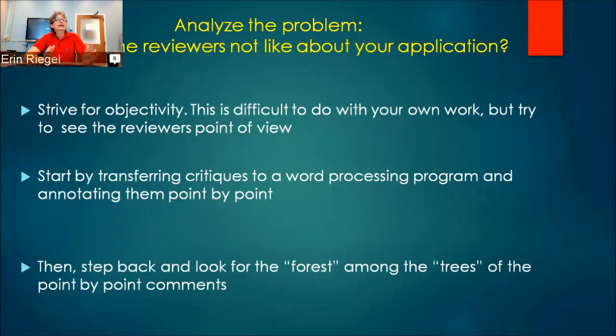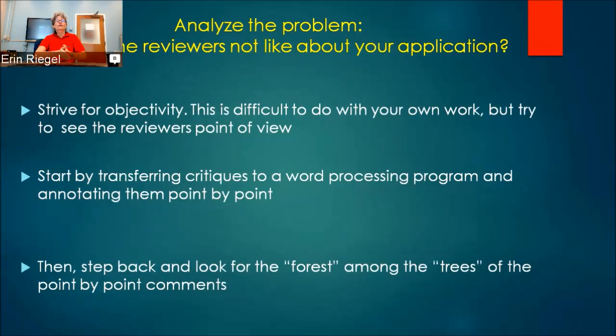After you have done that annotation process, then you want to step back and look for that forest among the trees of the detailed comments. And that's because you will not have the opportunity to address the comments point by point. That was another change in the reinventing peer review. In my day, the critique or the response to the revised application was 3 pages single-spaced. That allowed you to largely address most of the major reviewer comments. Now that section's 1 page, which means that you don't have the opportunity to address every critique.